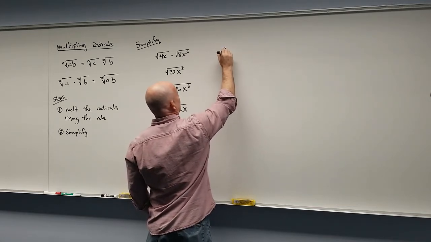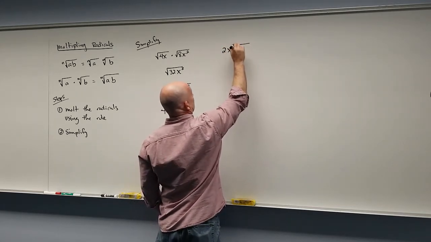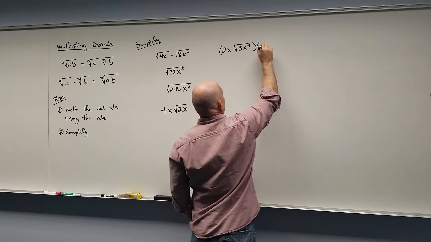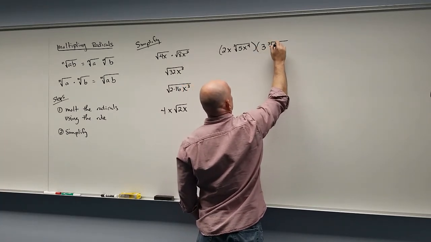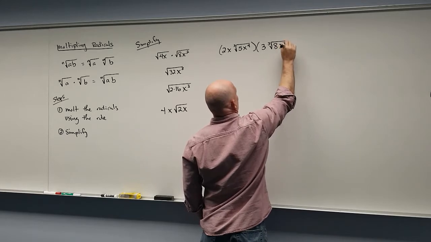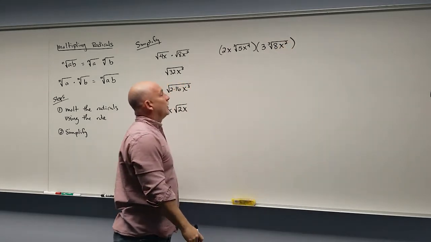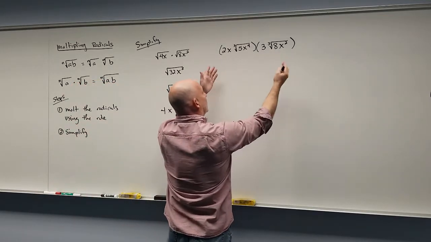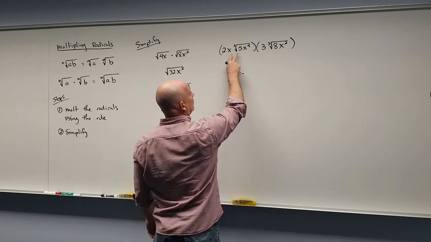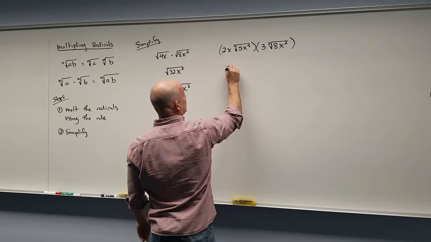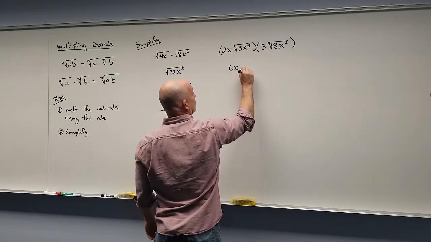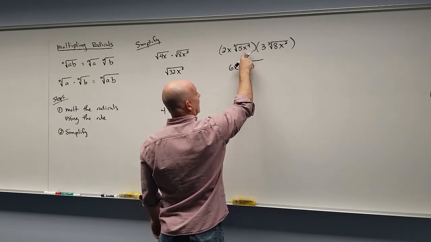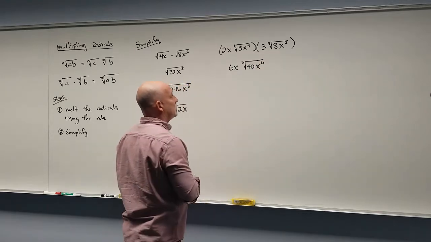Let's make it a little bit harder. What if I said 2x cubed root of 5x to the 4th times 3 cubed root of 8x squared? A little bit different here. The idea is, since we have stuff on the outside and stuff on the inside, we're going to multiply the stuff together that we can. So on the outside, we have a 2x times a 3, that's going to give me a 6x. Since both of those are cubed roots, we can just multiply underneath. So 5 times 8 is 40, and x to the 4th times x squared is x to the 6th.